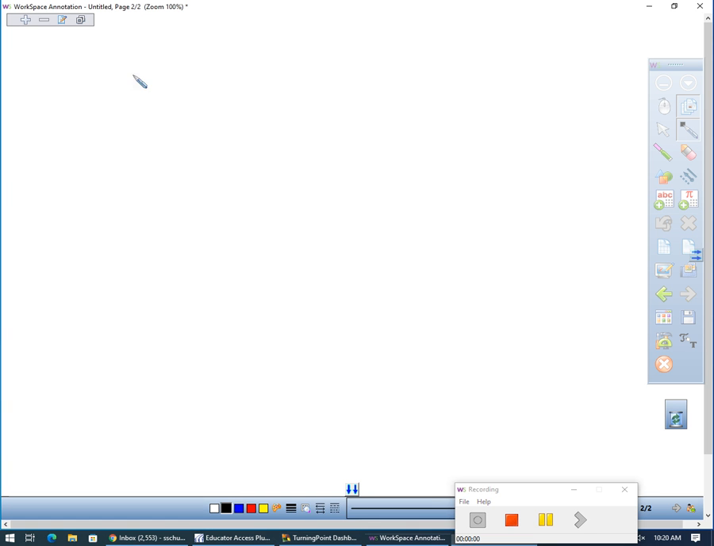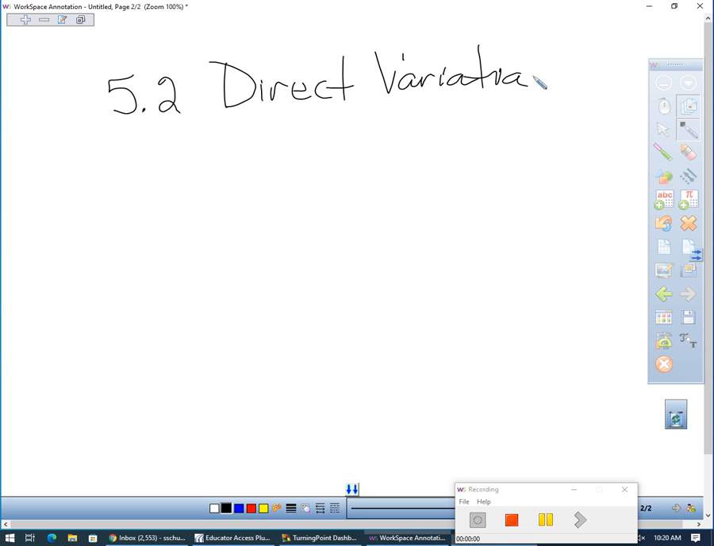All right, 5.2 today is direct variation. A direct variation equation has some special qualities to it. A direct variation equation always is written in the form y equals kx. And k just represents a constant. It's what we call a constant of variation.